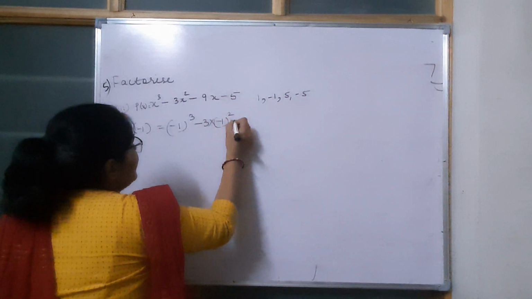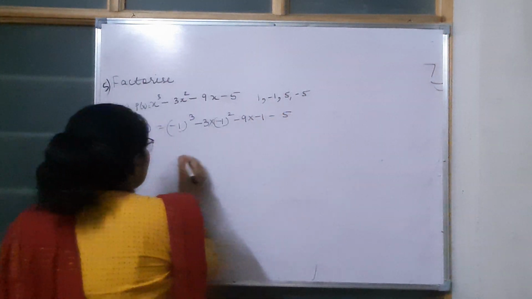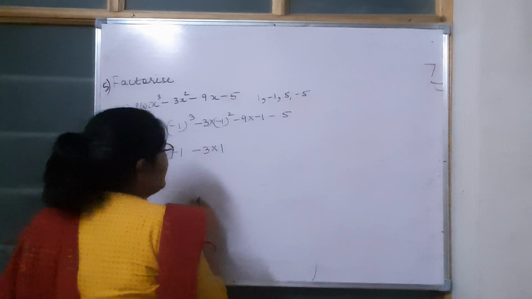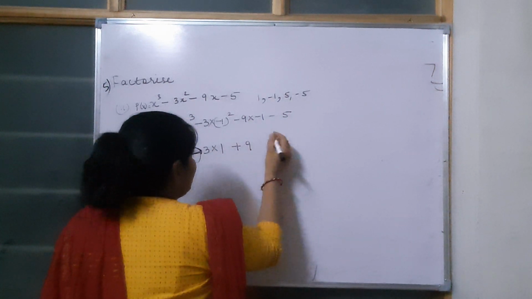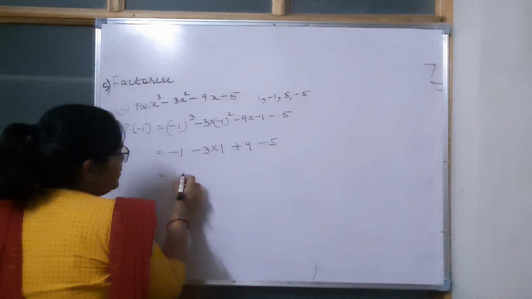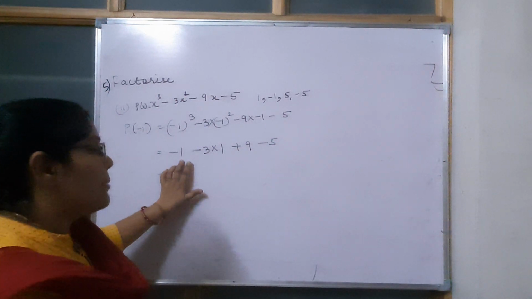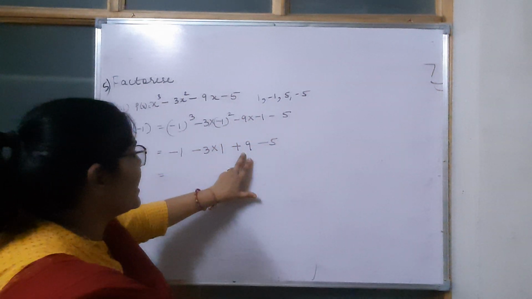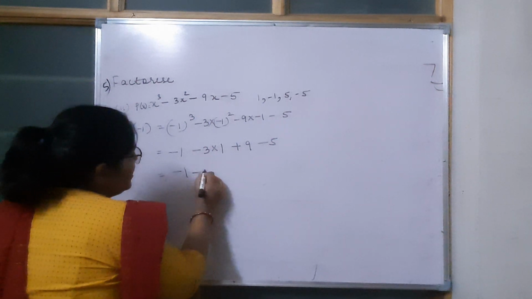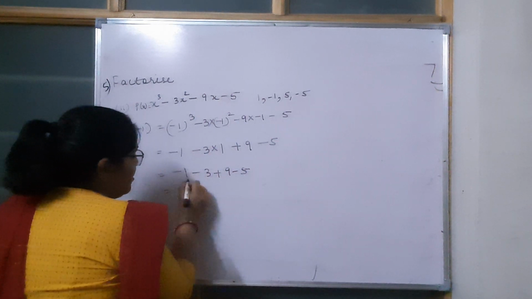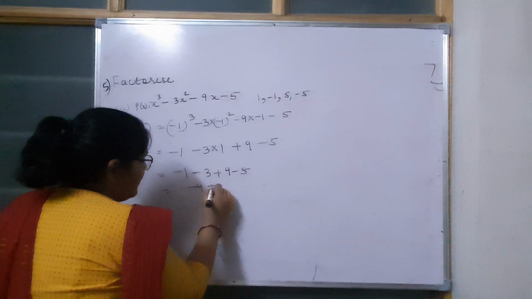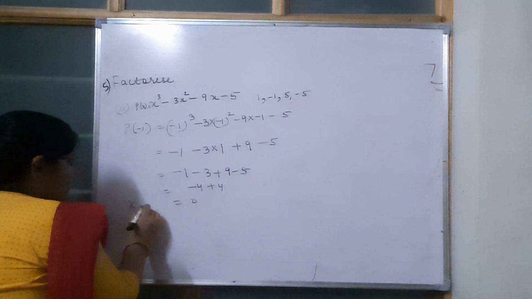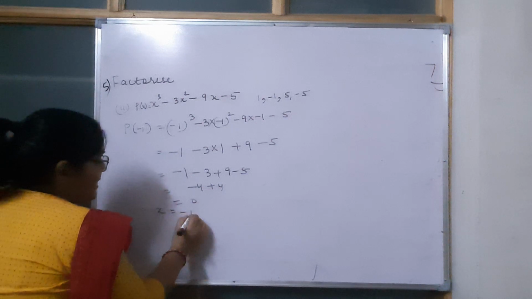Minus 1 cube, then minus 3 into minus 1 square, then minus 9 into minus 1, and we have minus 5. So minus 1 cube will be minus 1. Minus 3 into minus 1 square will be minus 3 into 1, so minus 3. Minus 9 into minus 1 is plus 9, and minus 5. So minus 1, minus 3, plus 9, minus 5. Minus 1 minus 3 is minus 4, 9 minus 5 is plus 4. So this is 0.